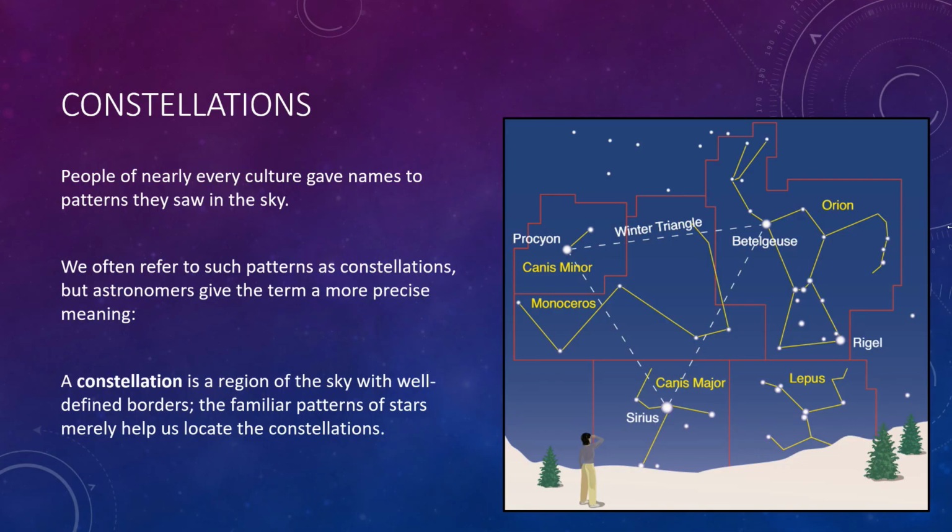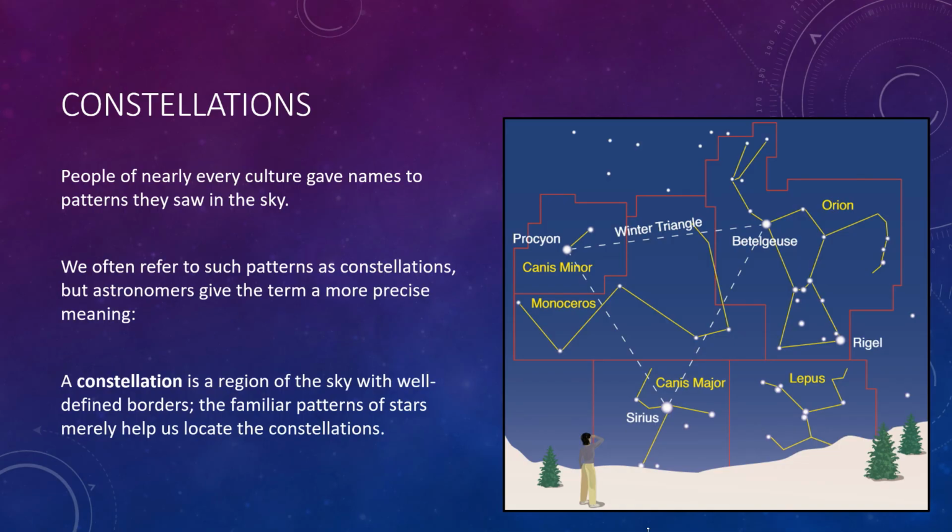We usually refer to these patterns as constellations, but to astronomers, the term has a more precise meaning. A constellation, which, by the way, is a root word with, stella is star, so with the stars is what this means. So a constellation, in terms of astronomy, is a region of the sky with well-defined borders. The familiar patterns of stars merely help us locate the constellation. So just as every spot of land in the continental United States is part of some state, every point in the sky belongs to some constellation.